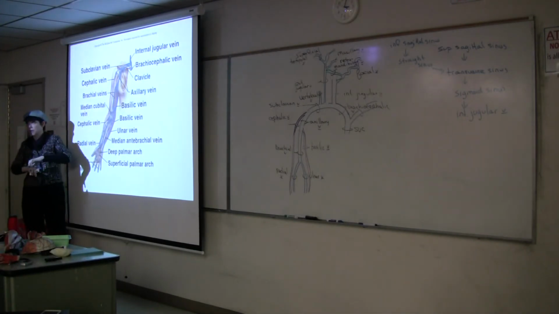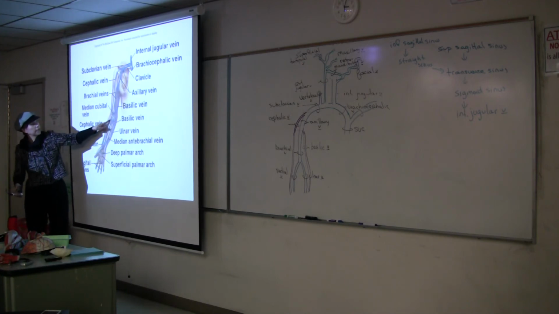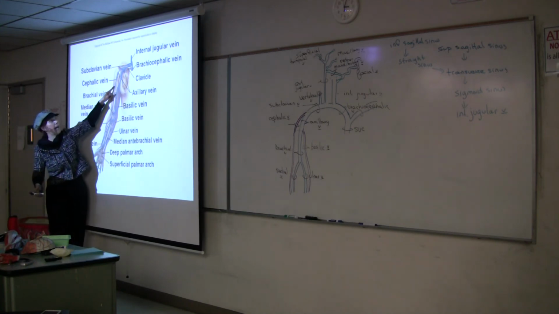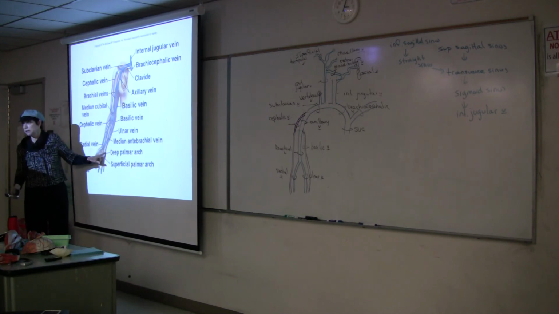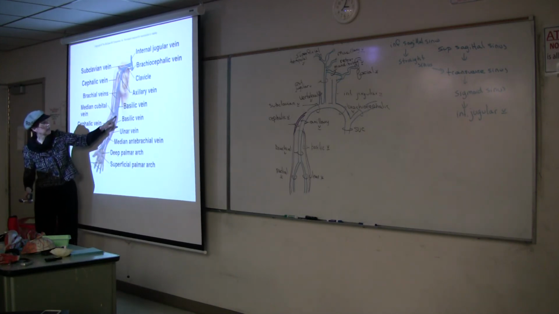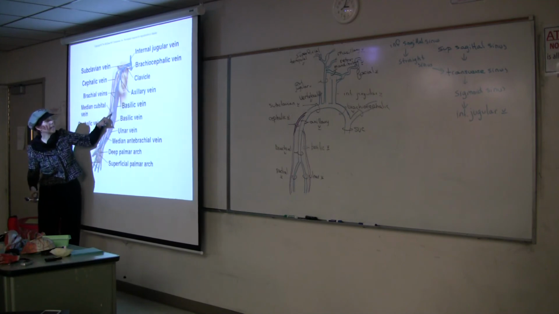So the cephalic vein starts on the back of the hand in the dorsal venous arch, crosses over the wrist onto the anterior forearm, and then goes up the lateral arm. Here is the basilic vein, starting medial by the little finger and coming up here. And then the median cubital.